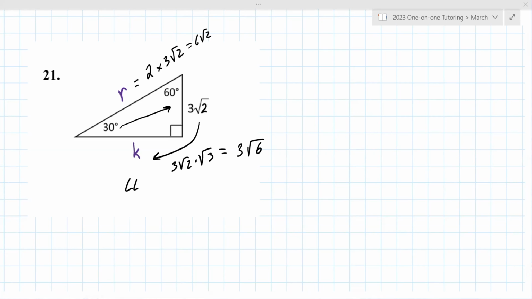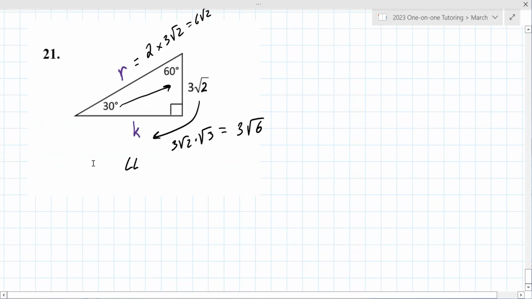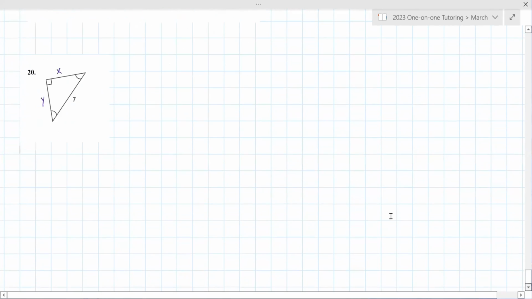Always good to do them in the order that makes sense. And if you're not taking tests like that, you may find that you start doing that. You should do all the ones you know how to do first. Then you go back and do the ones you don't know how to do. Just skip and come back. Okay, all right, so 20 is a 45, 45, 90.